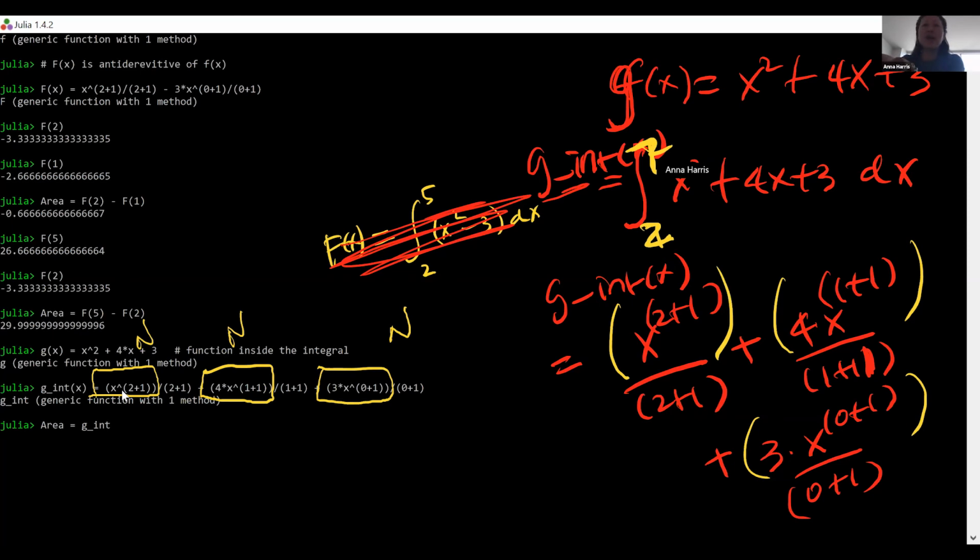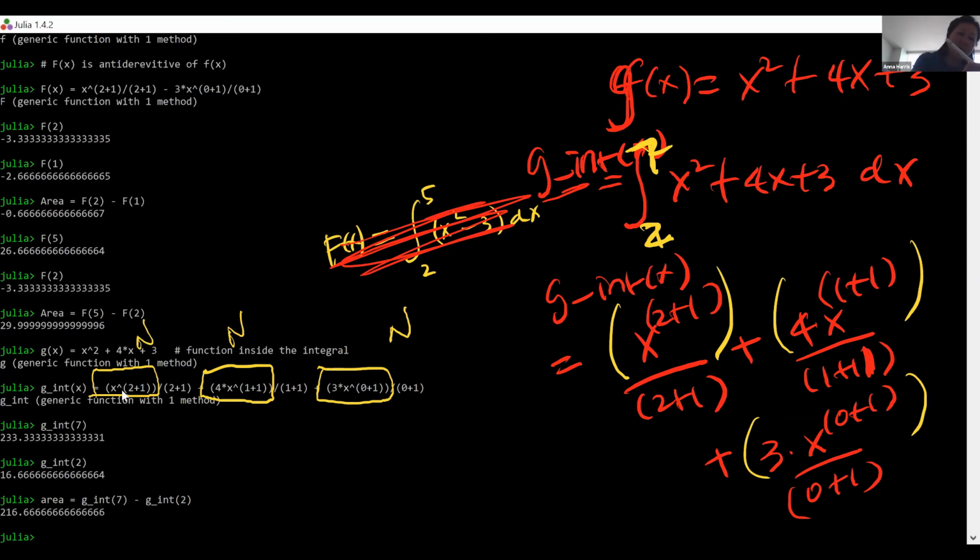All right. So I want to find each one of them first. Let's do that. G integral of 7, that's that answer. G integral of 2, which gives me that 16 point something. So what's my area? Area is equal to G integral of 7 minus G integral of 2. So that's my answer, 216. So I just figured out my answer: the area, this area over here, is equal to 216.67.